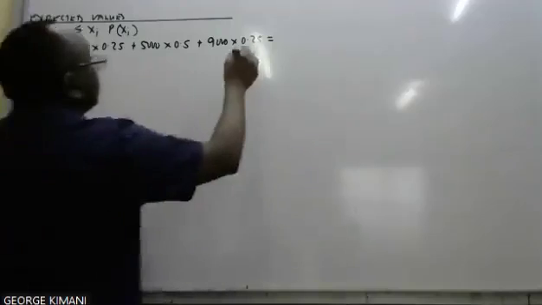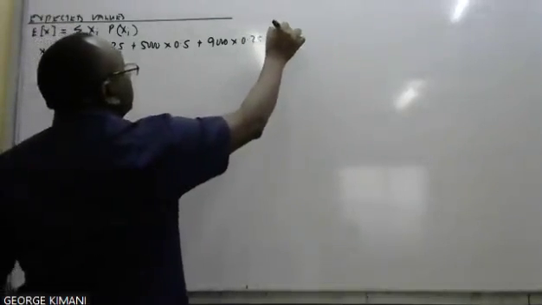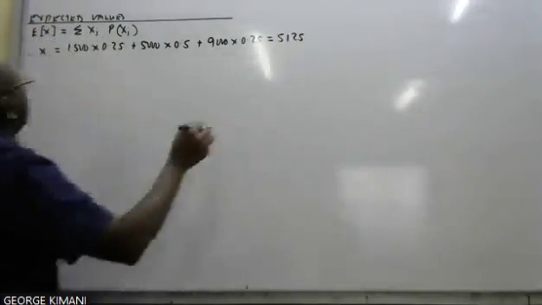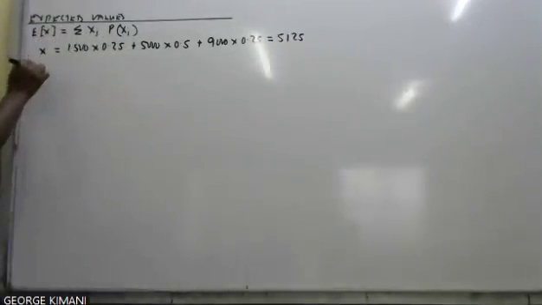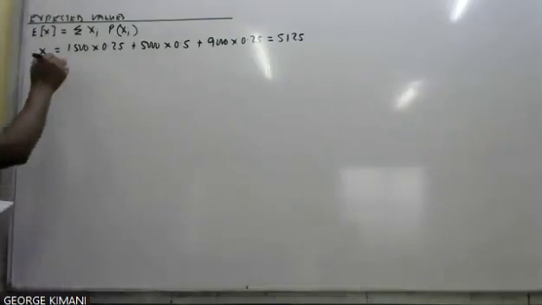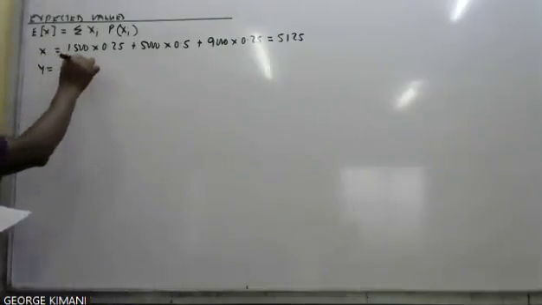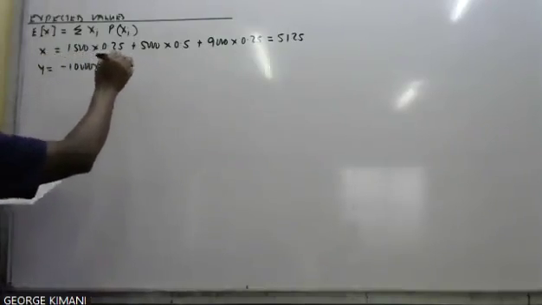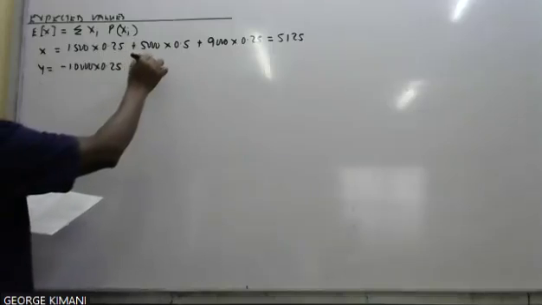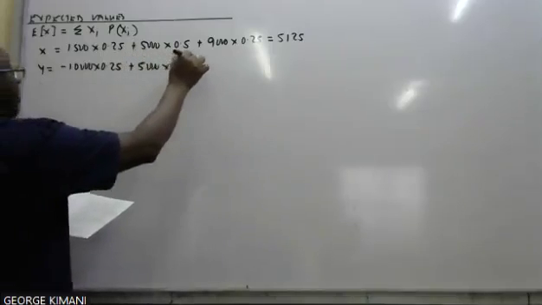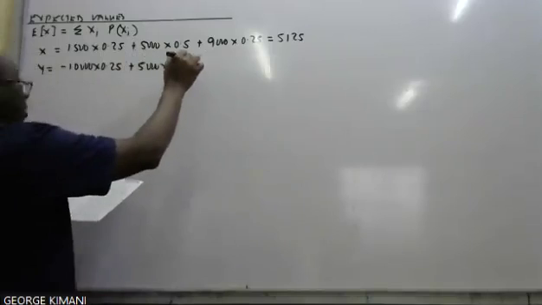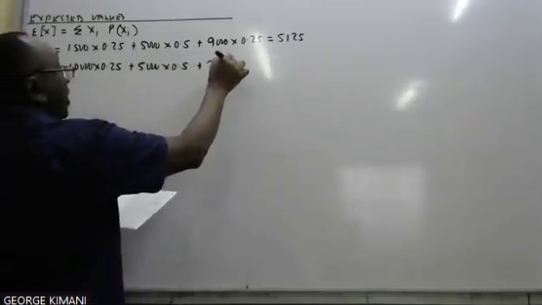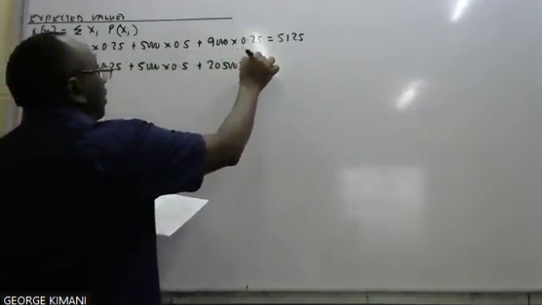5,125. So for project Y, you do the same thing. We have minus 10,000 multiplied by 0.25, plus 5,000 multiplied by 0.5, plus 20,500 multiplied by 0.25.